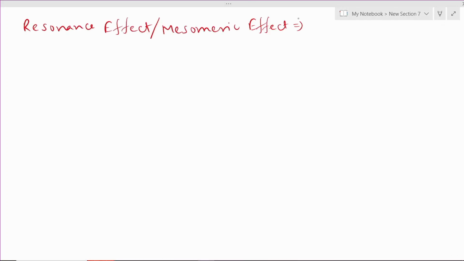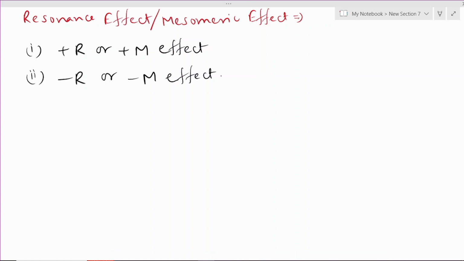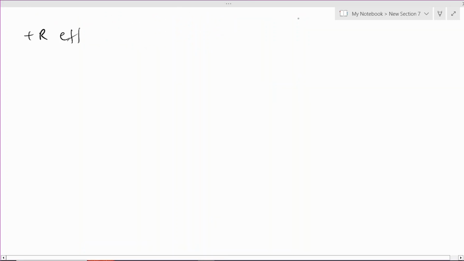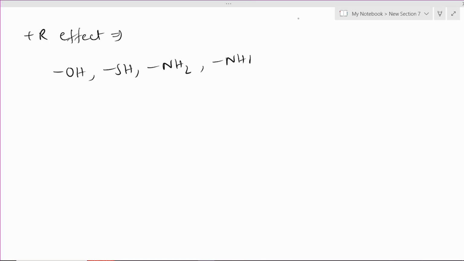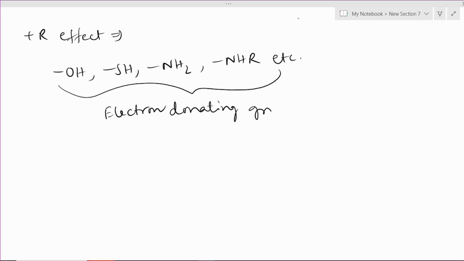Now we move on to the next topic, that is resonance effect or mesomeric effect. Resonance effect is classified into the following types: plus R or plus M effect, and minus R or minus M effect. Firstly, we will discuss plus R effect. If a conjugated system has an electron donating group, then it is said to have plus R or plus M effect, such as OH, SH, NH2, or NHR, where R is an alkyl group. These are all electron donating groups. If present in a system, they will show plus R effect.